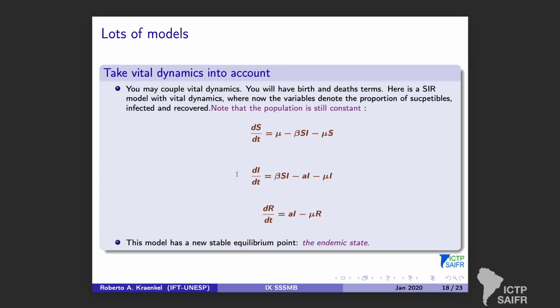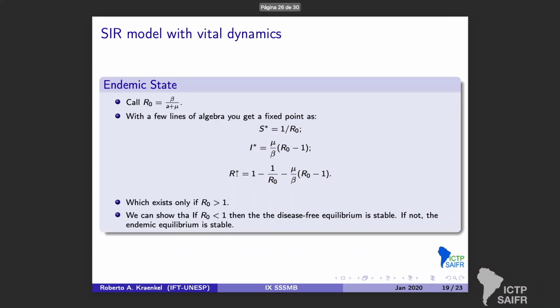And this changes a lot of things. So if I don't want to do too much calculation, but in this case, you can find the fixed point, as we have done with all the ecological problems and so on, and calculate the stability of the fixed point. And then you get this thing. So this is the endemic state. Now you have an endemic state in the SIR model with demography. So there's an equilibrium with S at this value, I at this value, and R at this value, which only exists if R0 is bigger than 1, which is the usual condition.